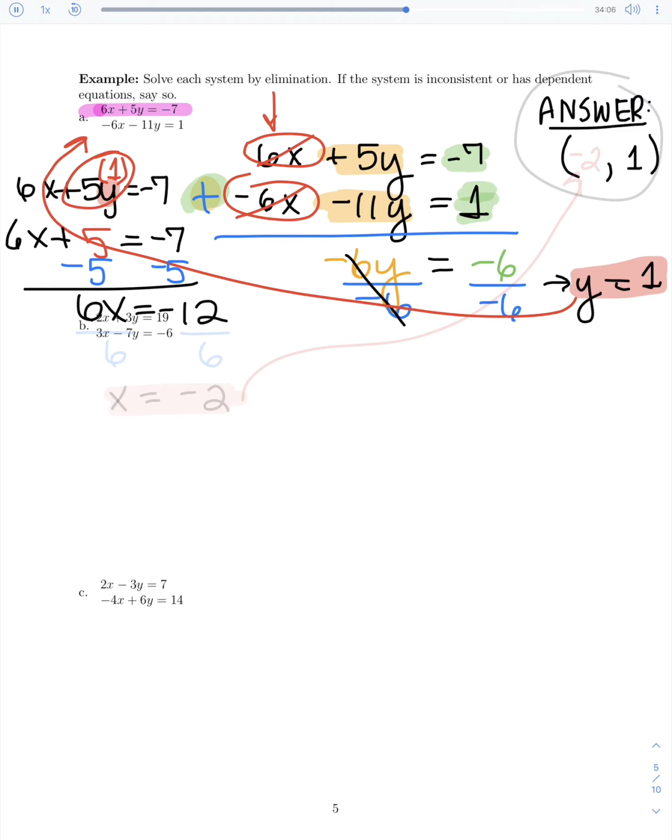Keep on going. Divide both sides by 6. And that gets us that x equals -2. So that's our first part of our point. Then I need to go plug in my x is -2. So I'll go back to my answer. I already had my y and plug in my x of -2. So that means that these two lines intersect at the point (-2, 1).